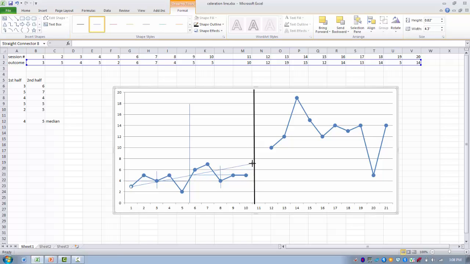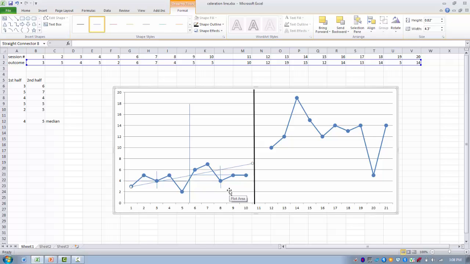And again, we don't count the data points that are on the line. So now I've got 2 data points on my line, and I've got 4 above and 4 below. So now my acceleration line and my split middle line are the same. They won't always be the same.